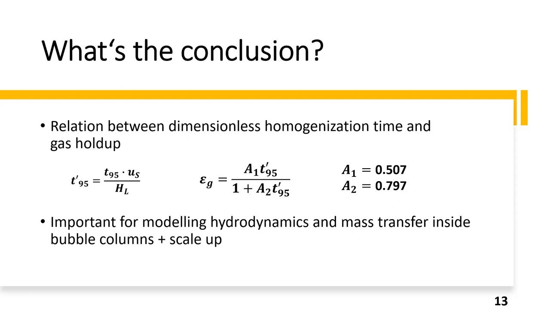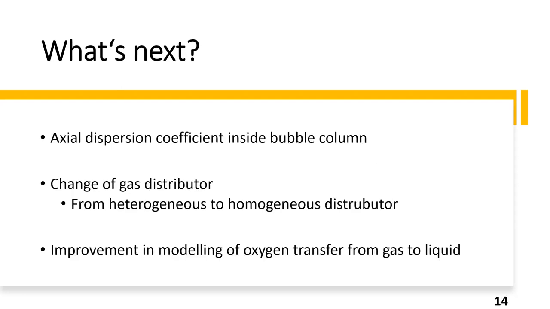As well, this equation will be important for modeling hydrodynamics and mass transfer inside the bubble column, as well as in scale up. Now, what's next in the research? In future, we will focus on the axial dispersion coefficient inside the bubble column. And after that, we will change the gas distributor from heterogeneous to homogeneous one. And after that, we will do several other experiments. After all this, we will try to improve the model which describes the oxygen transfer rate from gas to liquid phase inside the bubble column.